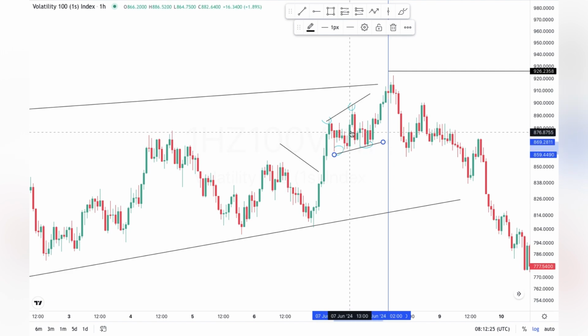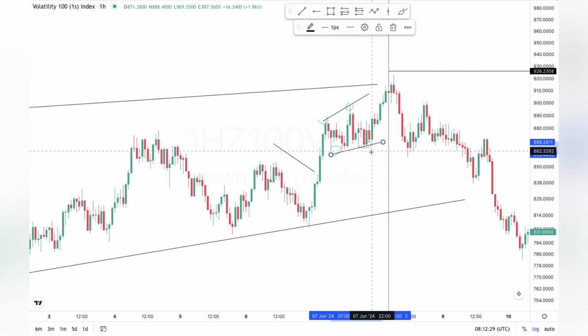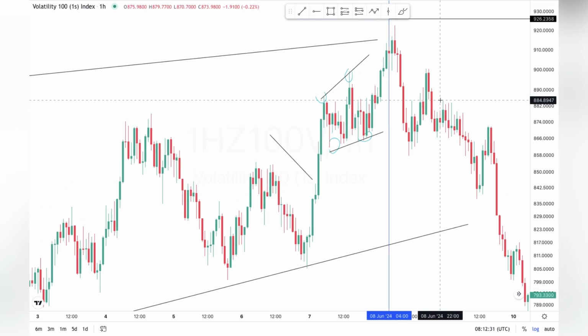But if price only came halfway and did not come back to interact with the trend line before coming down, then they are going to be one swing.